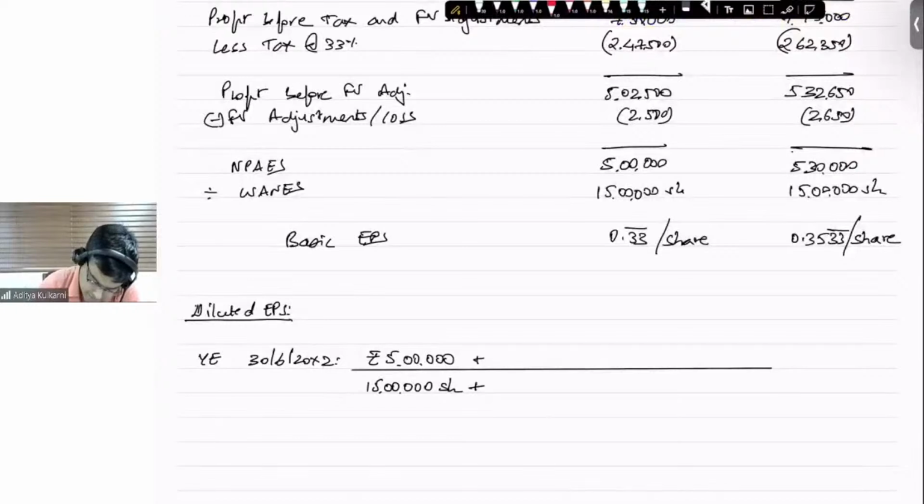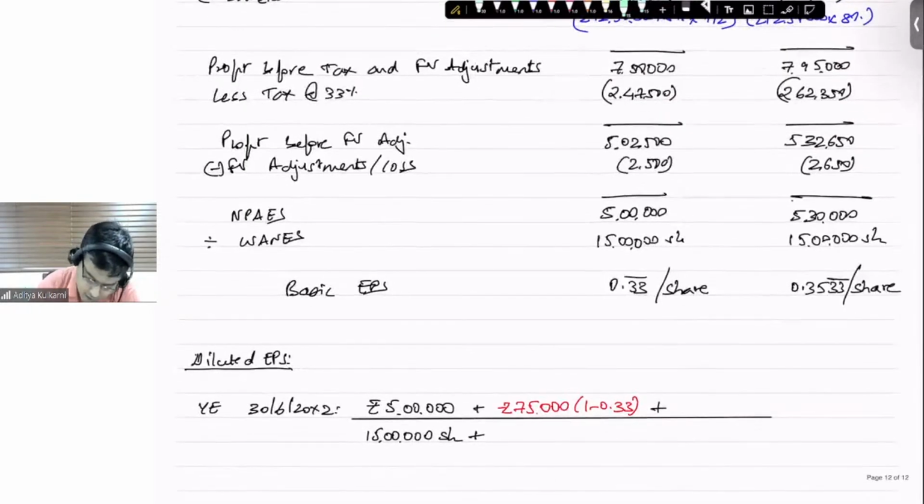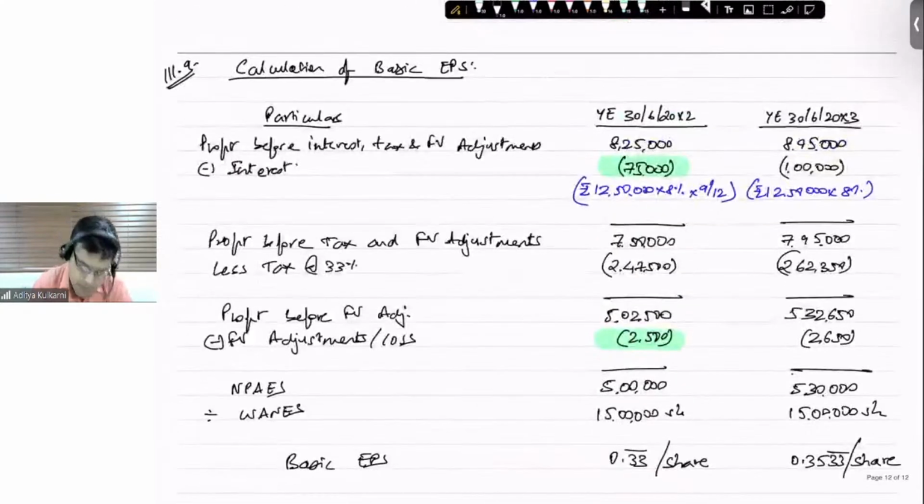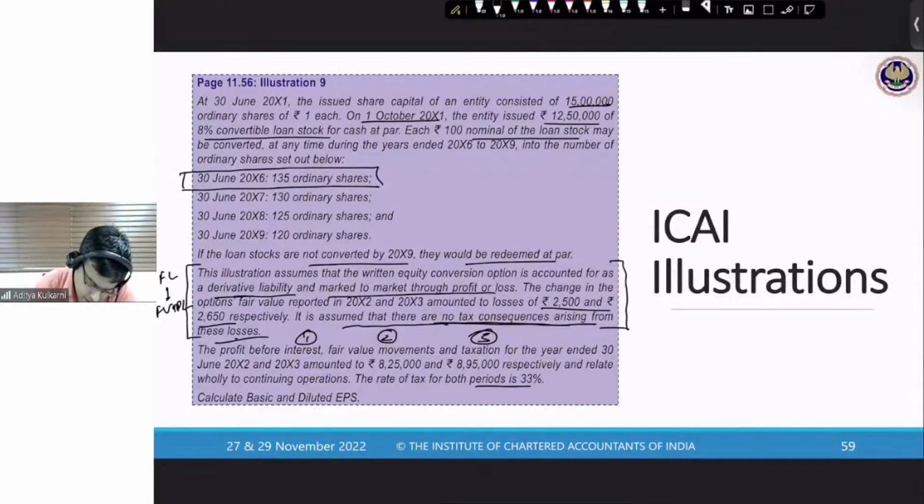So first thing that we are going to add back is this interest of 75,000. But on 75,000 there is tax impact, no? So we will be adding it post tax. Plus, what is the next one? Well, options are getting converted, so mark to market also will be added back. So plus 2,500, and then you are having potential shares. How many options? 135 ordinary shares issued 12,50,000.